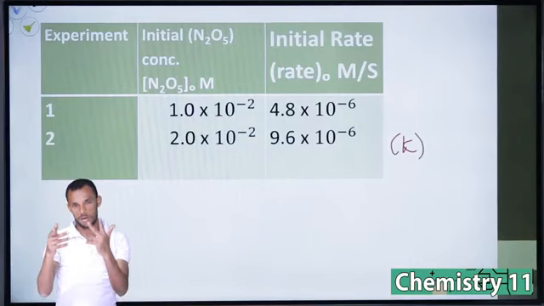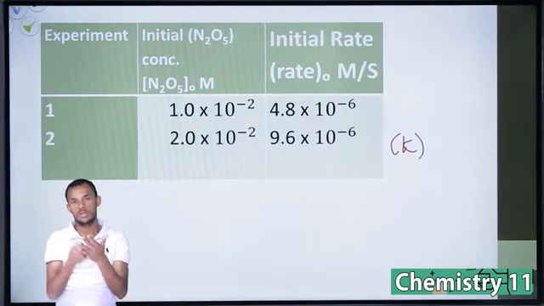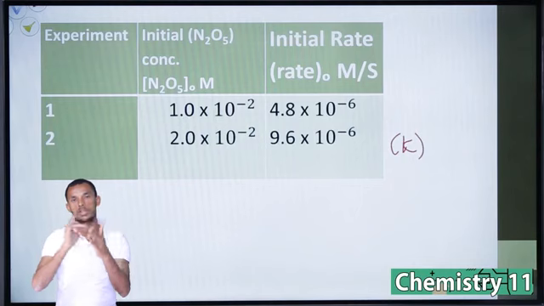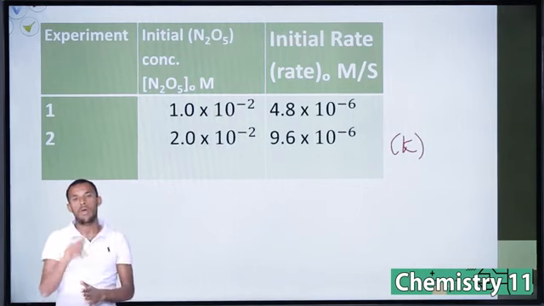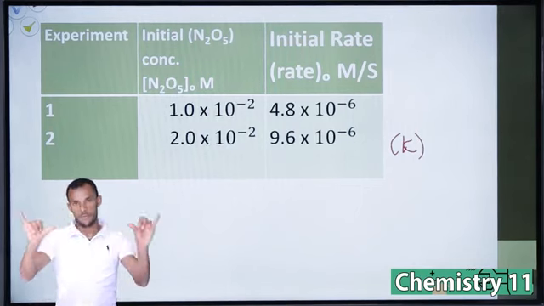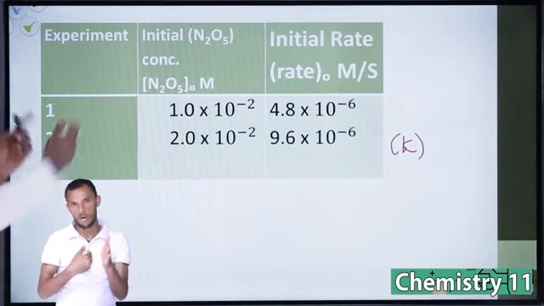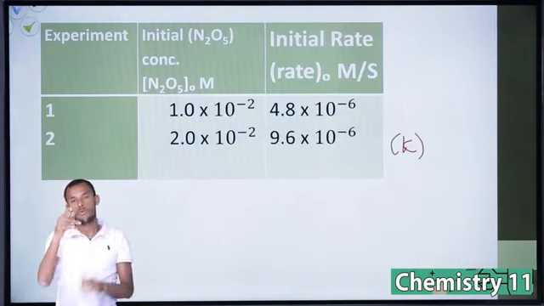The third one, by using again this table, what is the unit of K? Because K is the rate constant. Any rate constant has its own unit. Therefore, what is the unit of this rate constant?